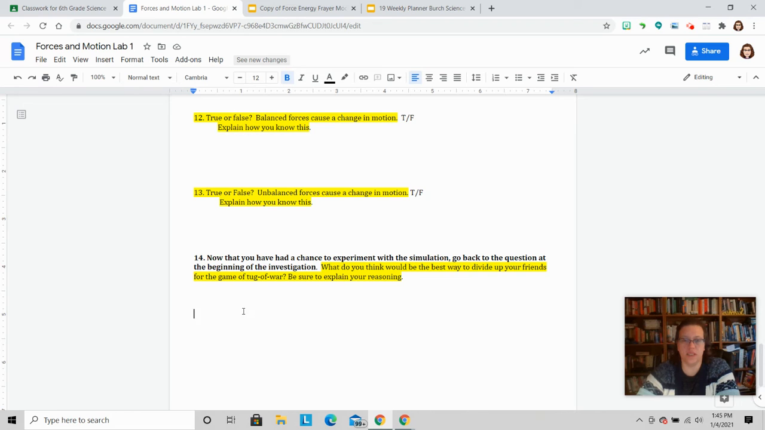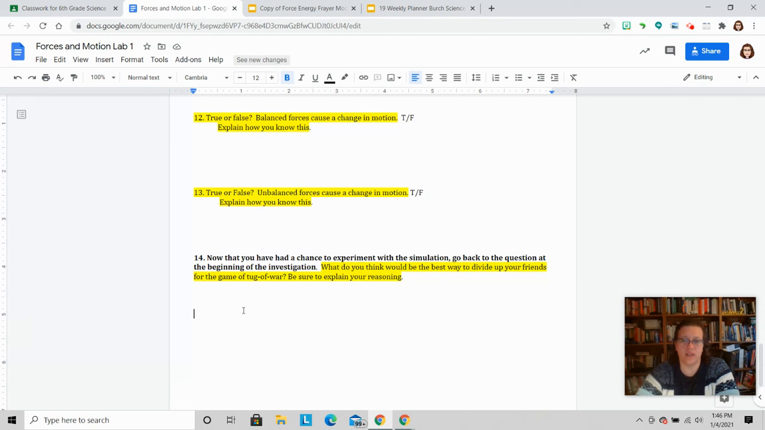And then number 14 is where we're going all the way back to the first question. So we addressed what makes something move or stand still, but really what we were looking for is, are the teams fair? The suggestion that the friend makes. So you can go back up and read that if you need to, but it says, now that you've had a chance to experiment, what do you think would be the best way to divide up your friends for the game of tug of war? Be sure to explain your reasoning.